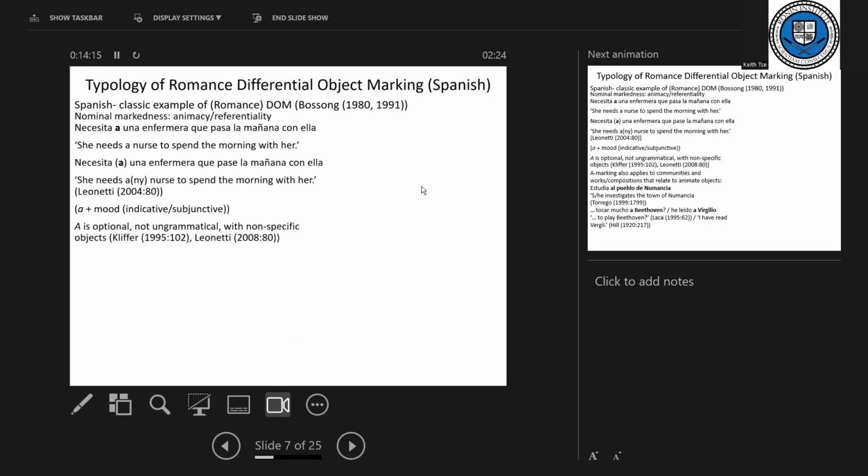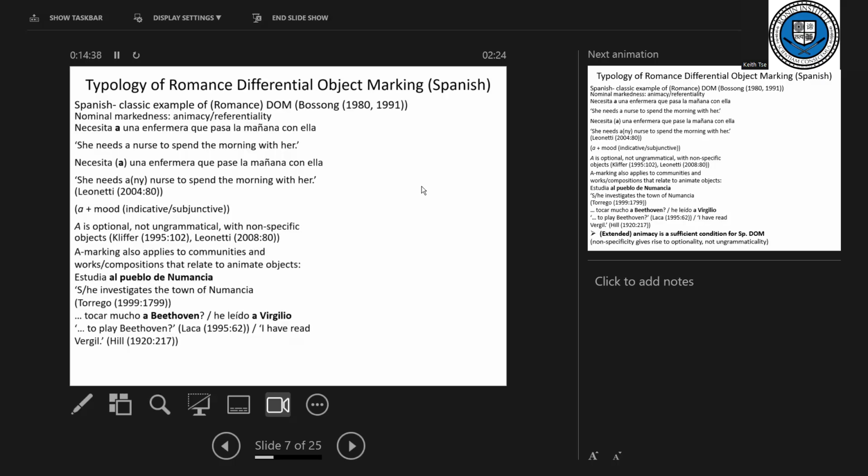But A here correlates with the mood of the relative clause. However, it's put here that A is optional, but no one ever says that it is ungrammatical. People like Kliffer and Leonetti have shown that A is still possible with the non-specific nouns. So A is optional, but not ungrammatical here.